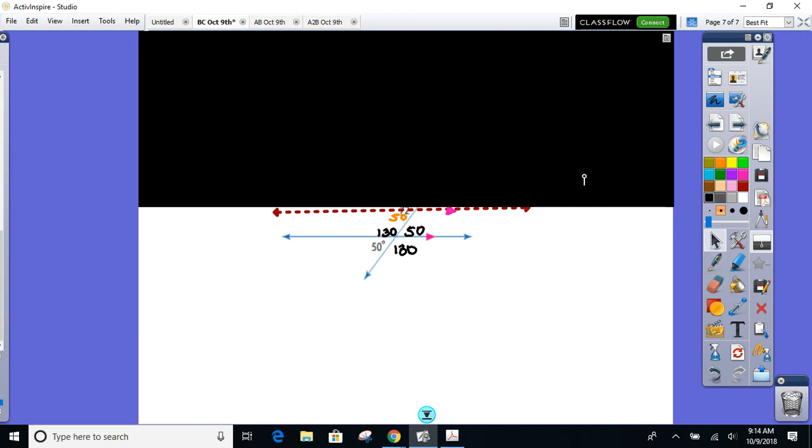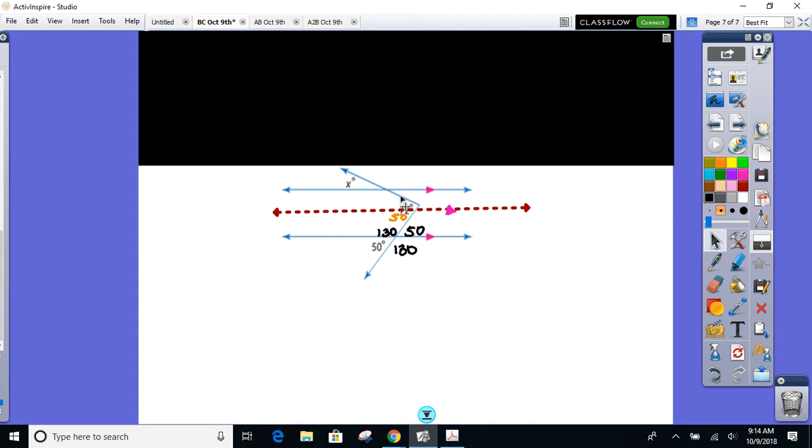Let's keep working up to X. What did I tell you this whole angle was at the beginning of the problem? 72. If that's 50, what's on the other side of it? 22.